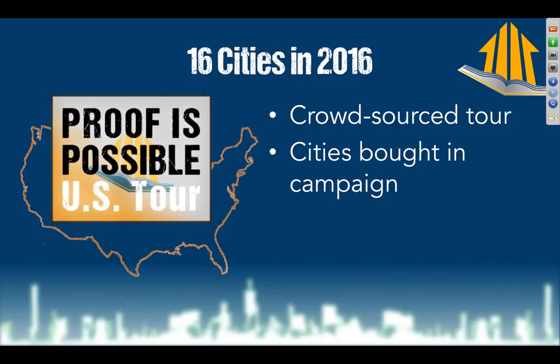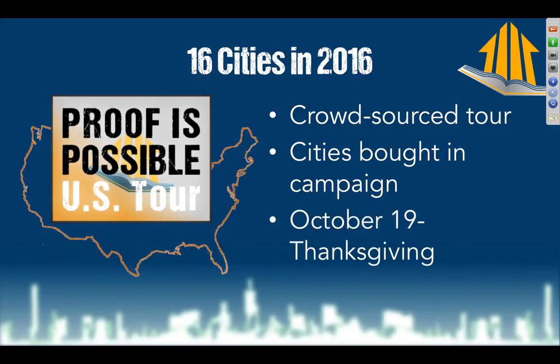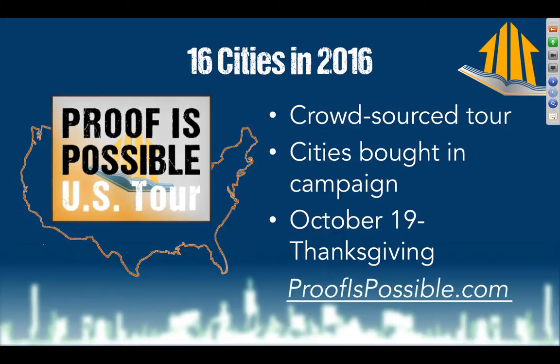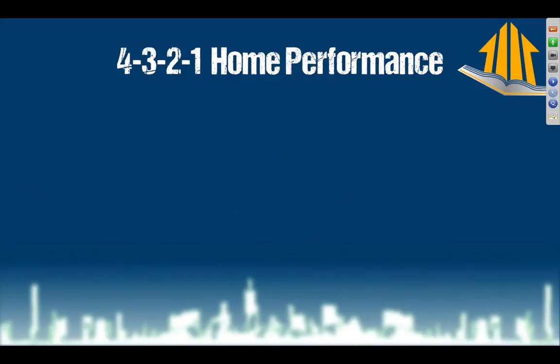So cities are bought, like I said, and the campaign runs from October 19th through Thanksgiving. By Thanksgiving, we will know everywhere where we're going, and we'll start to schedule it. So you can find out more about that at proofispossible.com, and that's where you can actually see this tiny house in person.